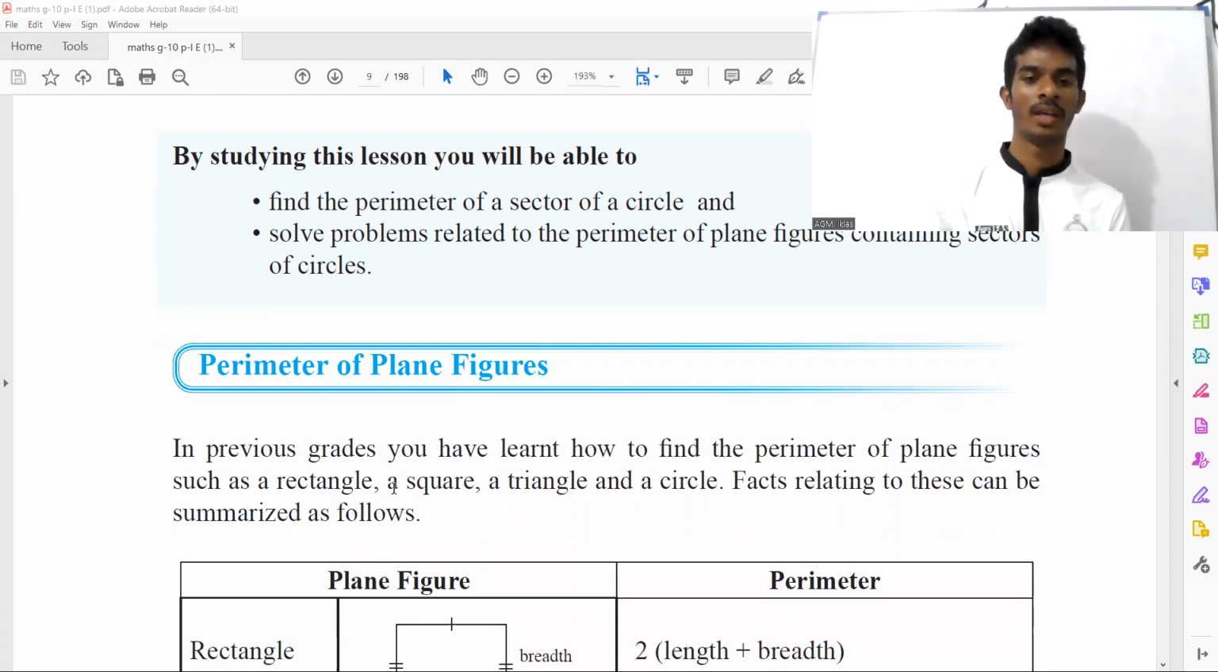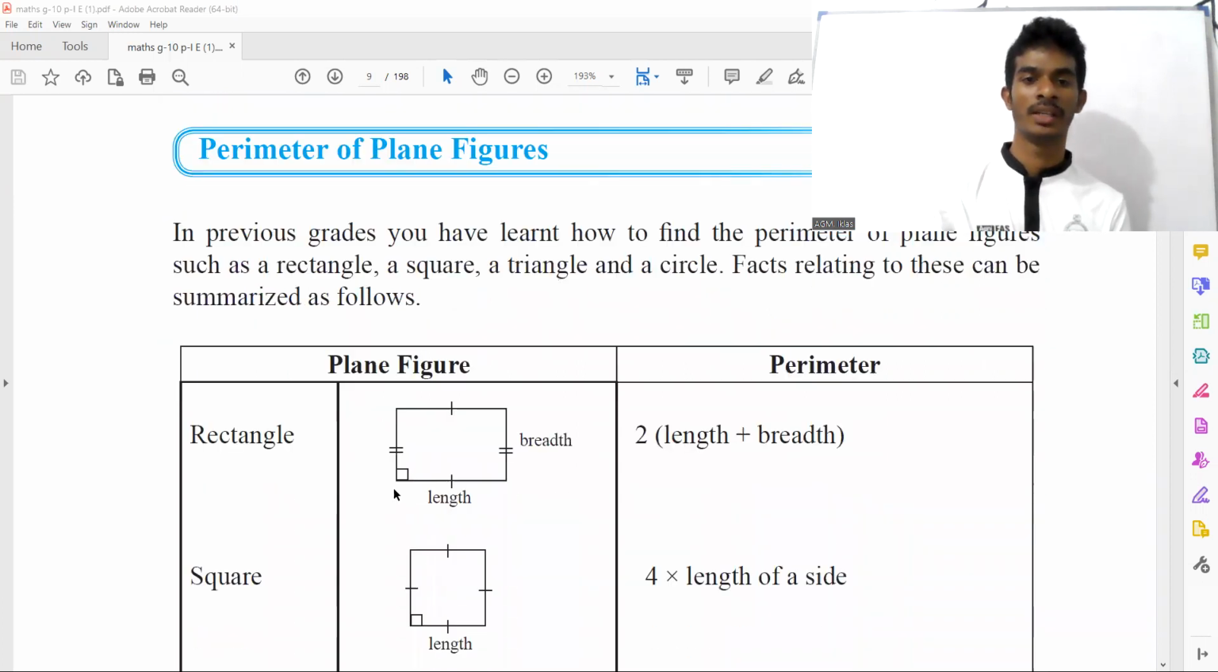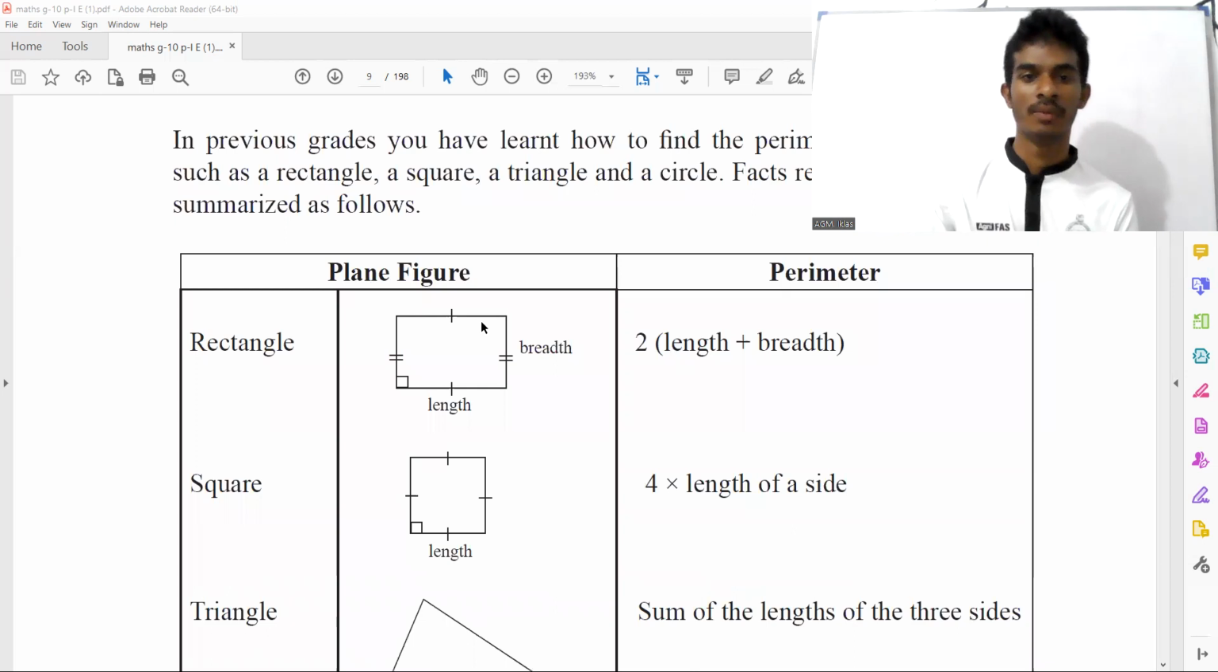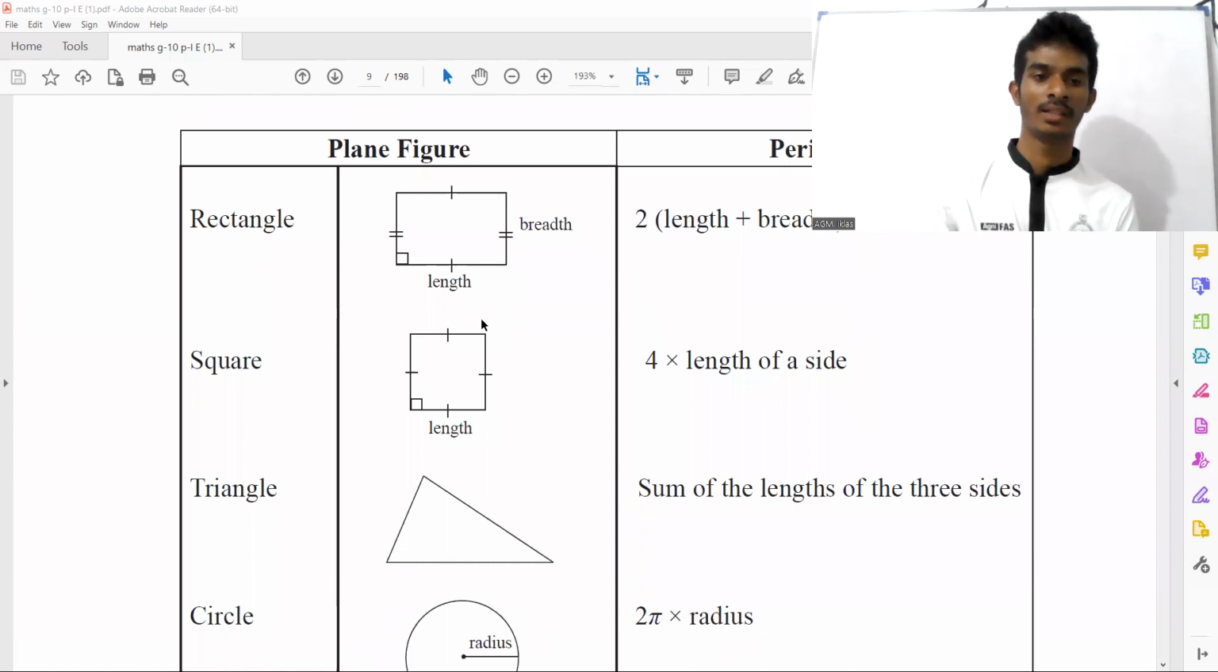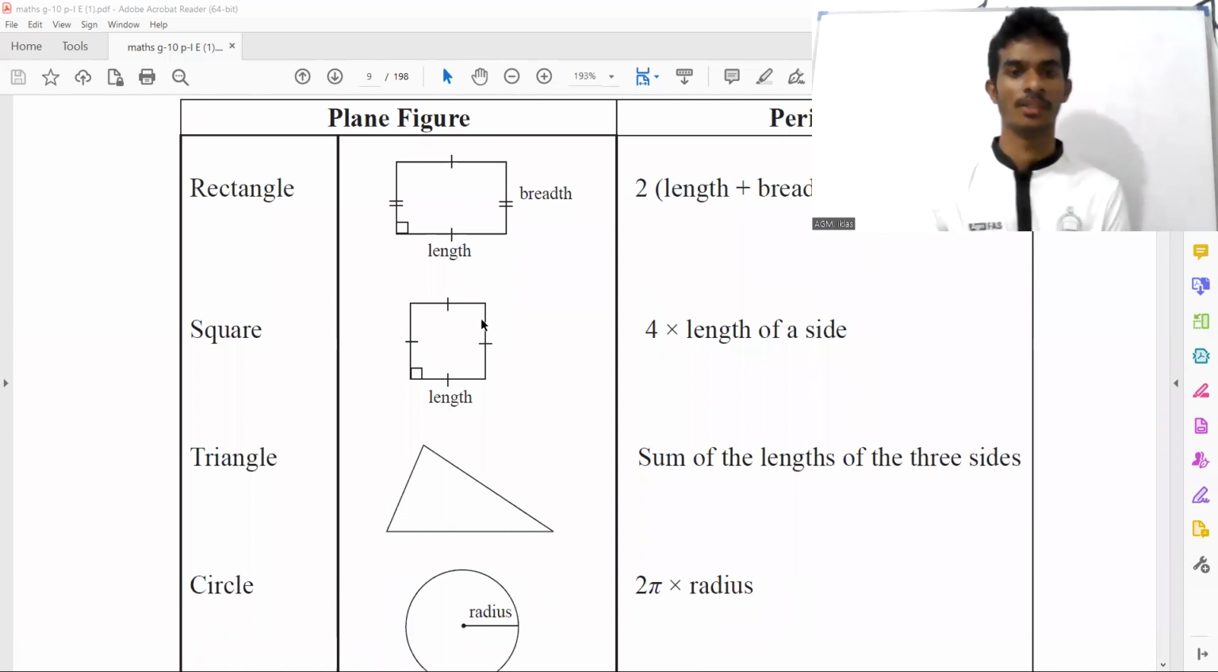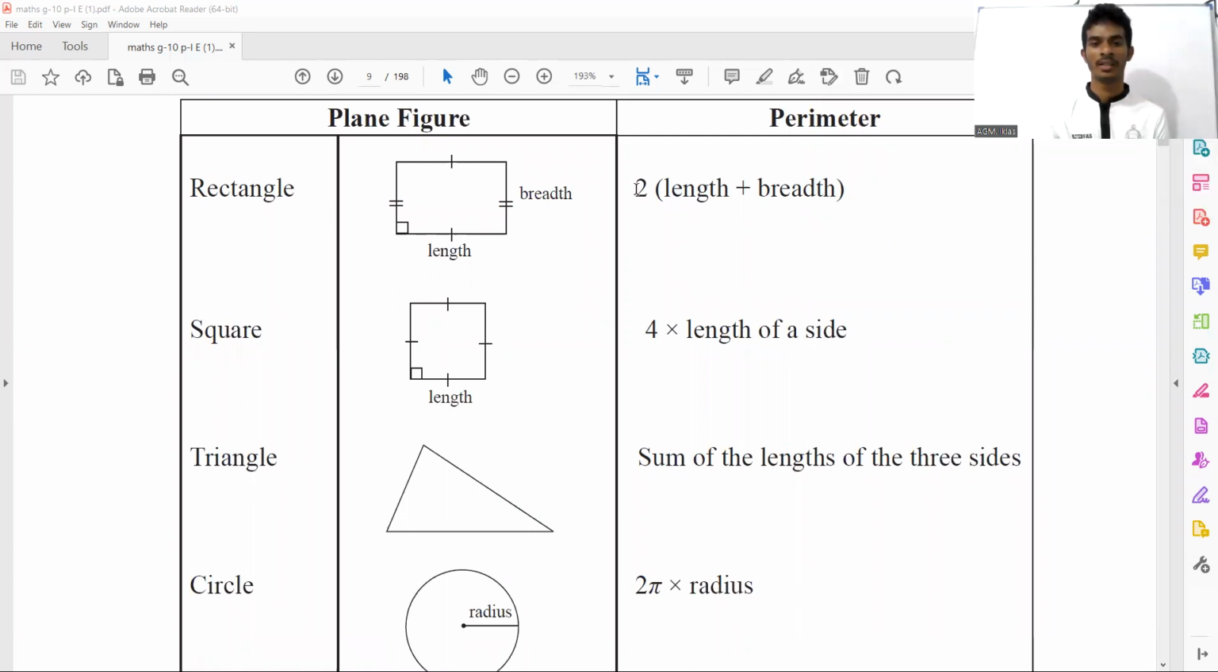So before that, we have to know what we have already studied in our previous class. In our previous classes, we have studied how to find the perimeter of plane figures like rectangle, square, triangle, and circle. So the equation for finding the perimeter of a rectangle is mentioned here: 2 into length plus breadth. Here in a rectangle, we have breadth and length. So we are going to add length and breadth and multiply the sum by 2 in order to get the perimeter of a rectangle.